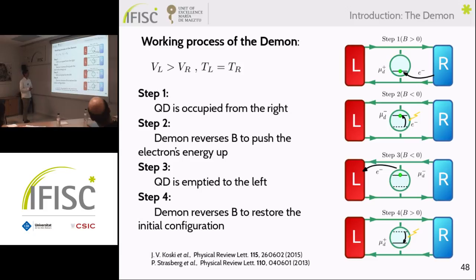First of all, you wait for an electron to go from the right reservoir inside the dot, and then the daemon is able to act. What it does, it reverses the magnetic field, so the energy of the electron inside the quantum dot changes, pushing it up, so now it's easier for it to, again, jump against the bias, and when this happens, the daemon detects it again and lowers the energy of the quantum dot by changing the magnetic field. So in four steps, we have been able to push one electron against a current without having any thermal gradient applied.